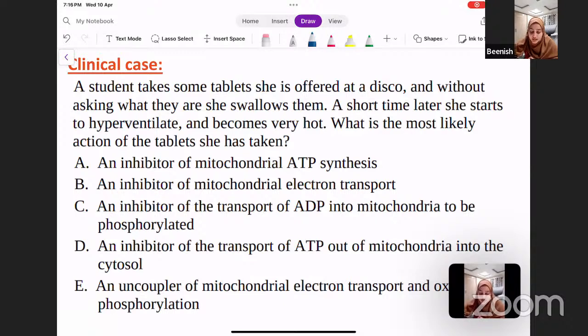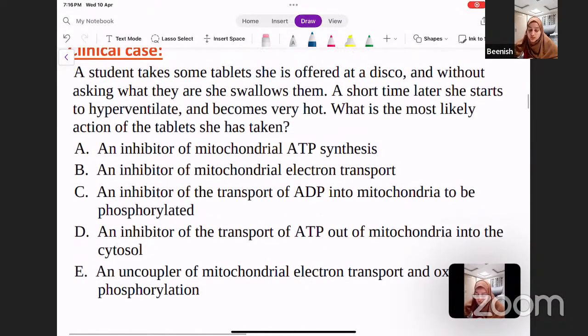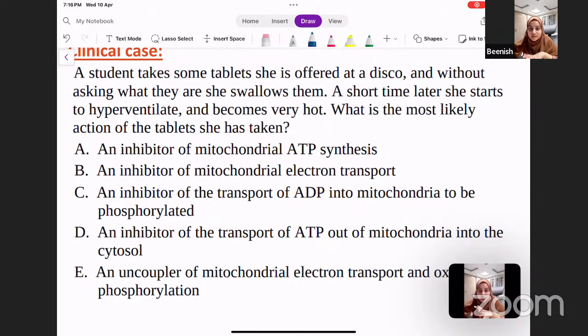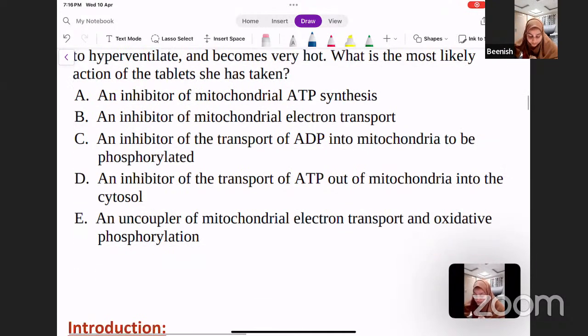Your options are: an inhibitor of mitochondrial ATP synthesis, an inhibitor of mitochondrial electron transport, an inhibitor of the transport of ADP into mitochondria to be phosphorylated, an inhibitor of the transport of ATP out of the mitochondria into the cytosol, and an uncoupler of mitochondrial electron transport and oxidative phosphorylation. So it's a little tricky question, but it becomes very easy to solve once we are done with our lecture on electron transport chain. The options are also very similar. So in these kinds of questions, you need to read the options very well before marking the answer.